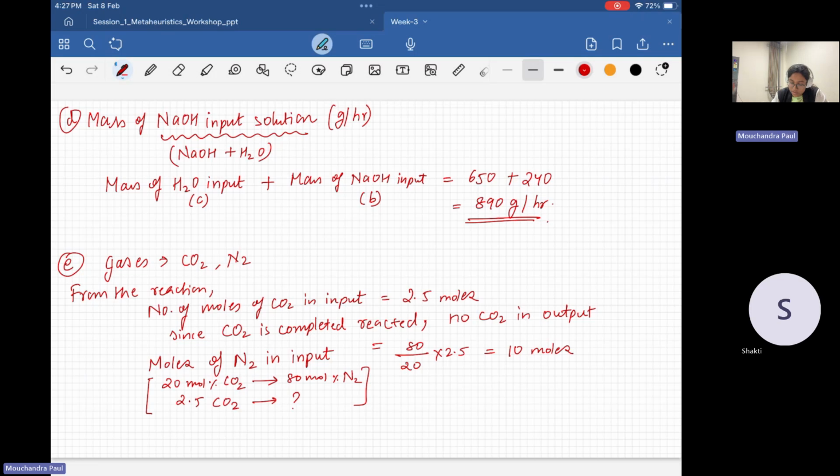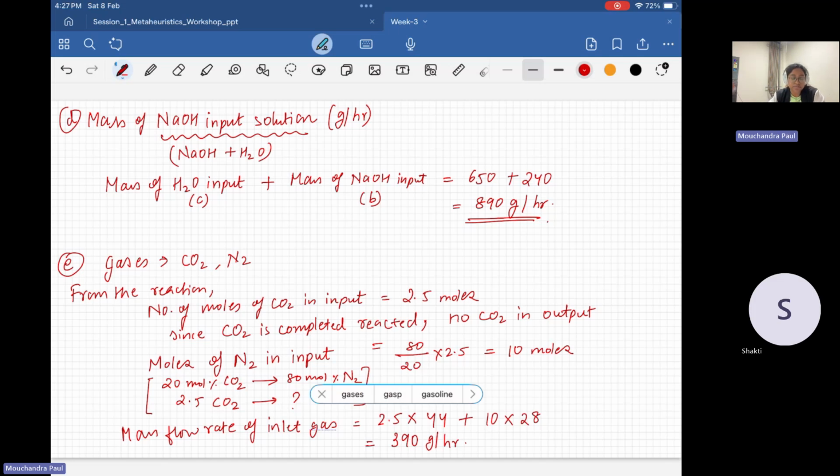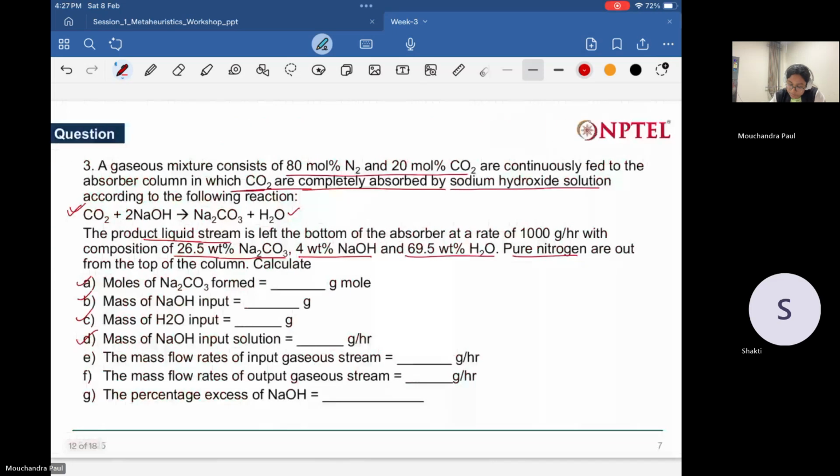Now we just have to calculate the mass of each of them and add it. That will give the mass flow rate of the inlet gas. So 2.5 into molecular weight of CO2, which is 44, plus 10 into molecular weight of N2, which is 28. So 2.5 into 44 plus 280 gives 390 grams per hour, the total mass of inlet gas going in per hour. Now part E is also done. Any questions? No. No.